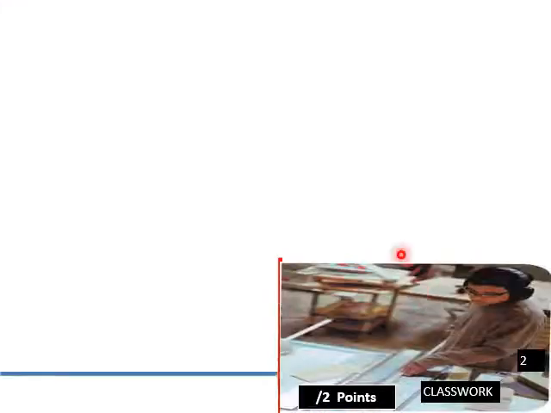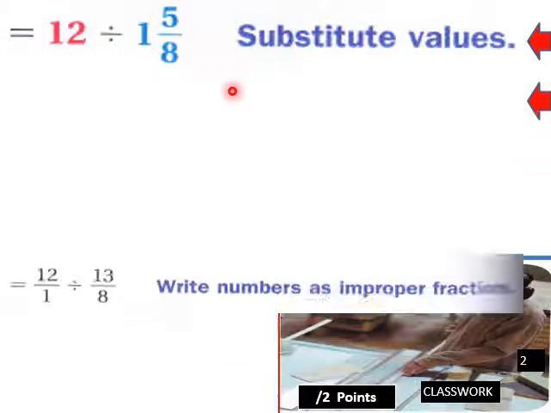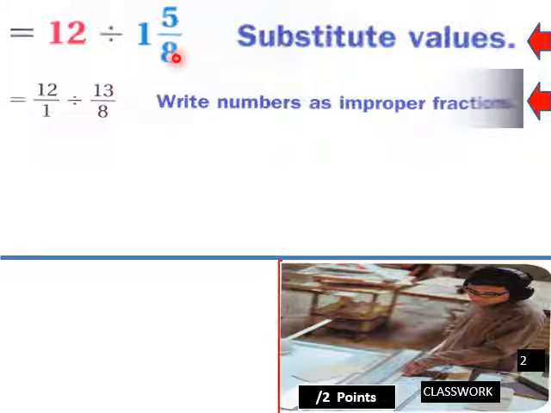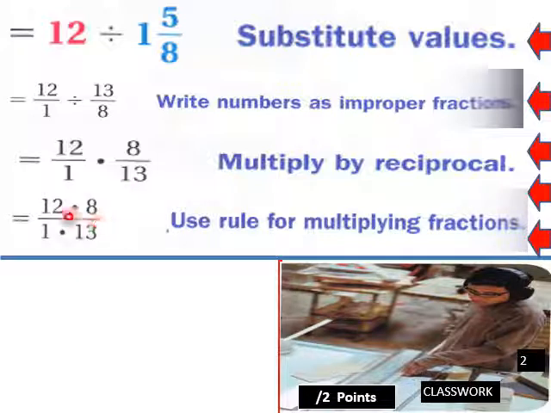So what we need to do to find how many strips we need is divide 12 by 1 5/8. To do that, we're going to put this back into an improper fraction, which is 12 over 1 divided by 13 over 8. 1 times 8 plus 5 would be 13 over 8. Write numbers as improper fractions, and then multiply by the reciprocal. If we're going to divide, we need to invert this, meaning flip this and then multiply out. So when we invert it and multiply, we have 12 times 8 over 1 times 13.